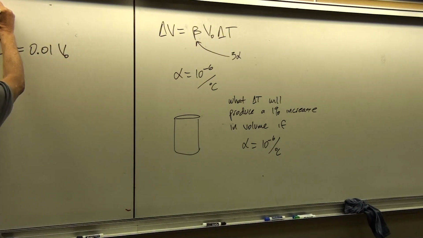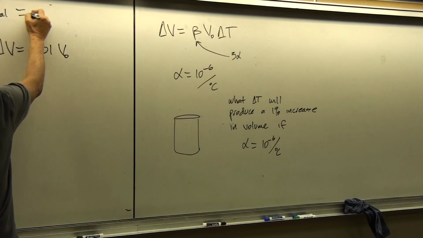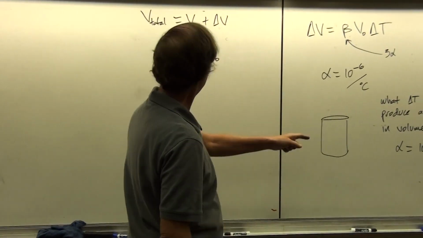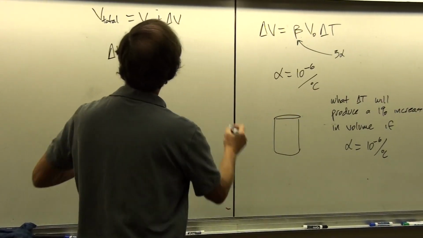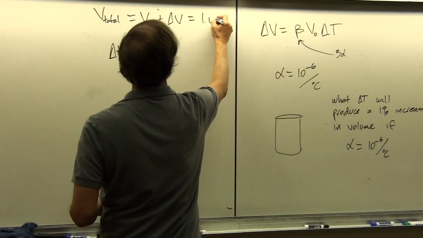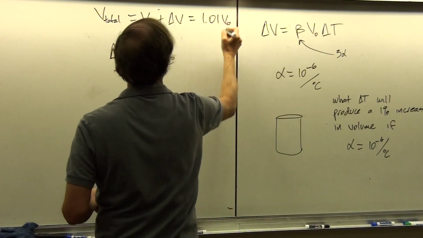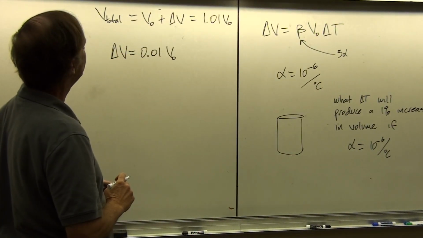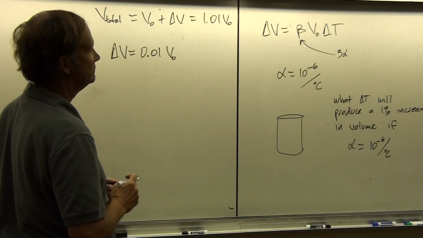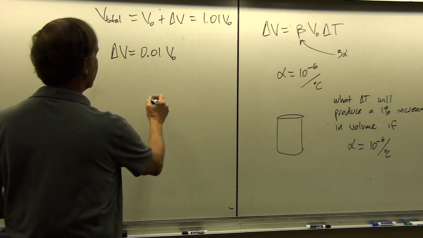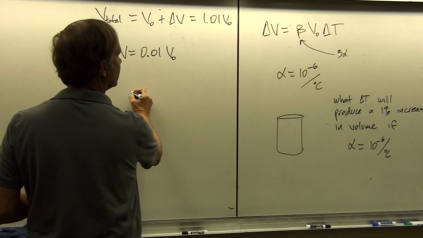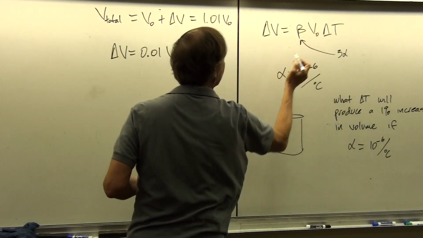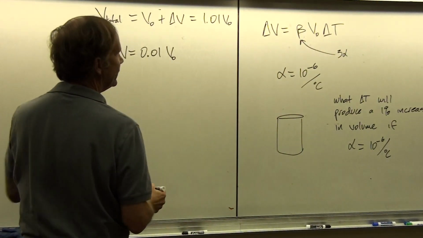Because V total is going to be equal to V naught plus delta V. And if we're looking for a 1% increase, that would be 1.01 times V naught. So therefore, delta V is 0.01 times V naught. And so that means that we can write everything in terms of alpha and V naught. And we already know alpha.